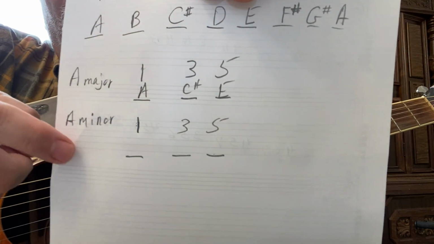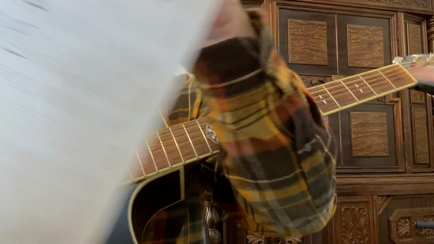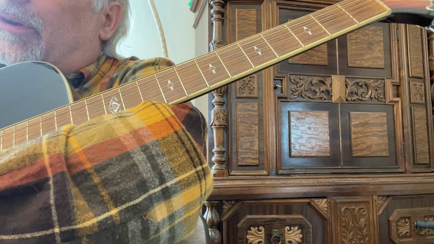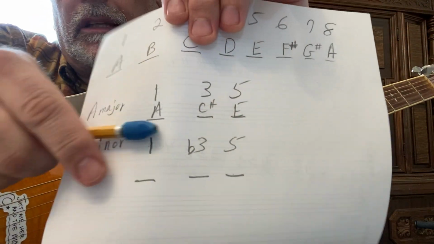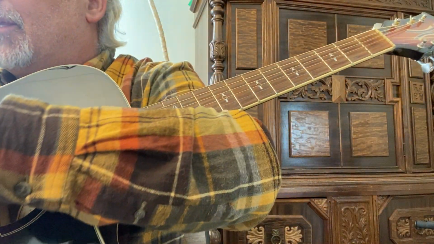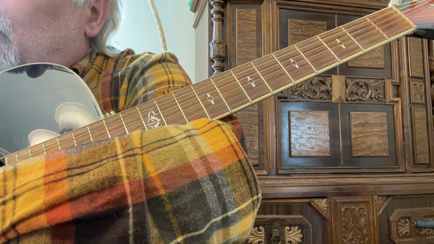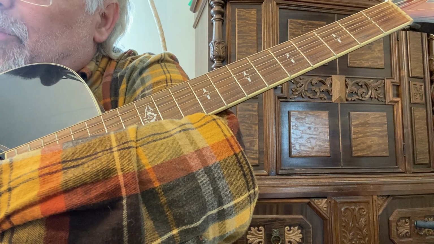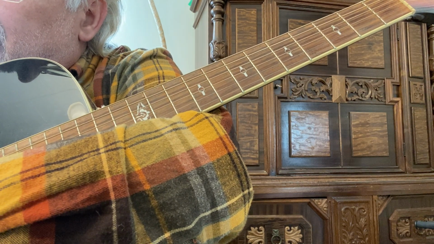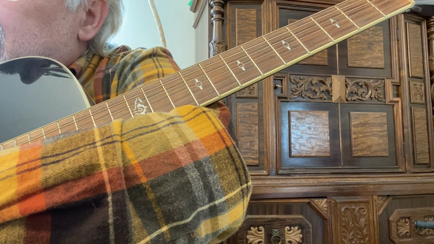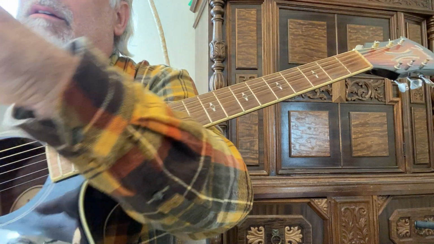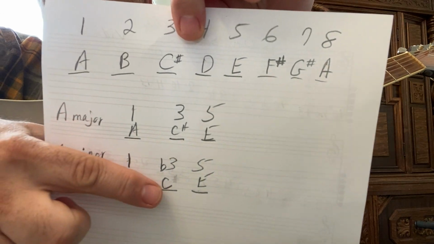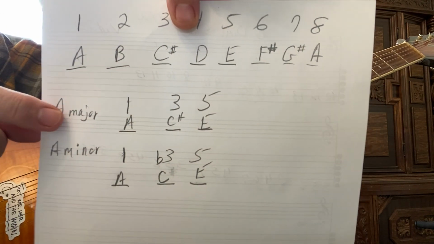And then what would you do with the minor? I'm going to do this fast because I know I'm going to run out of time. You flat the 3rd. It looks like a little b; it's supposed to be a little flat sign. So in A minor, the 1 is the A. Instead of a C sharp, you flat that sharp and it becomes a natural C. And of course, the 5 is the E. That's all I did: I took the A and flatted the 3rd, no longer a C sharp like it would be in A major.